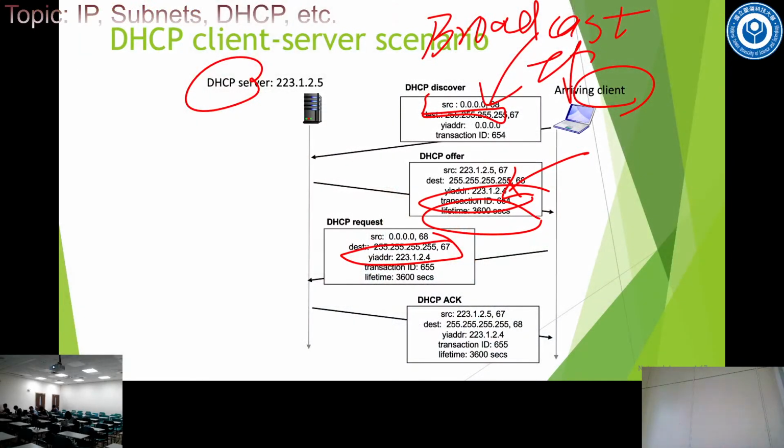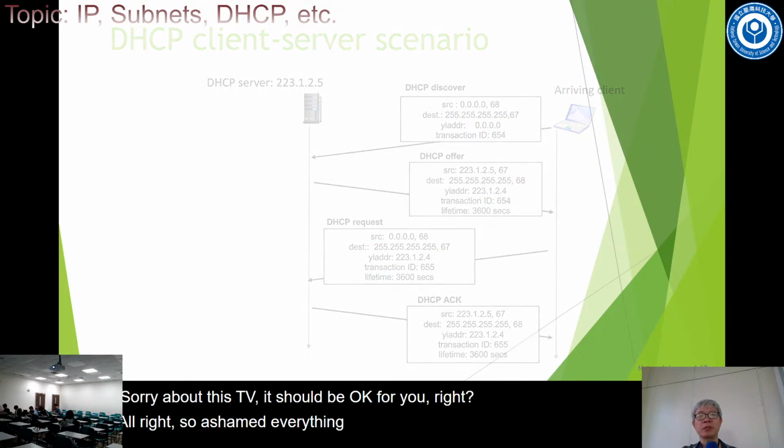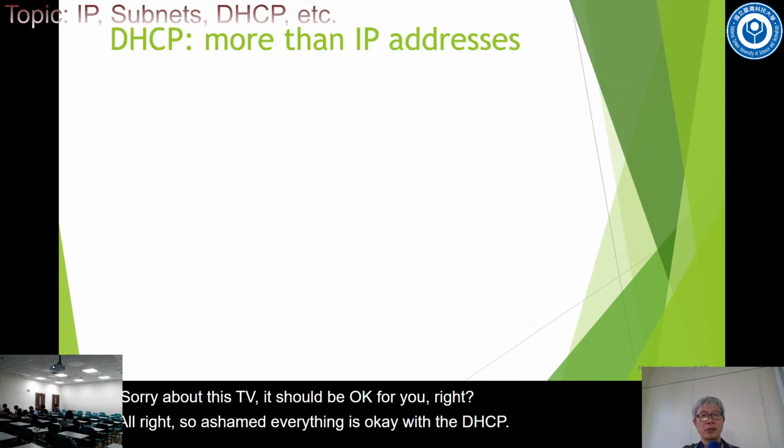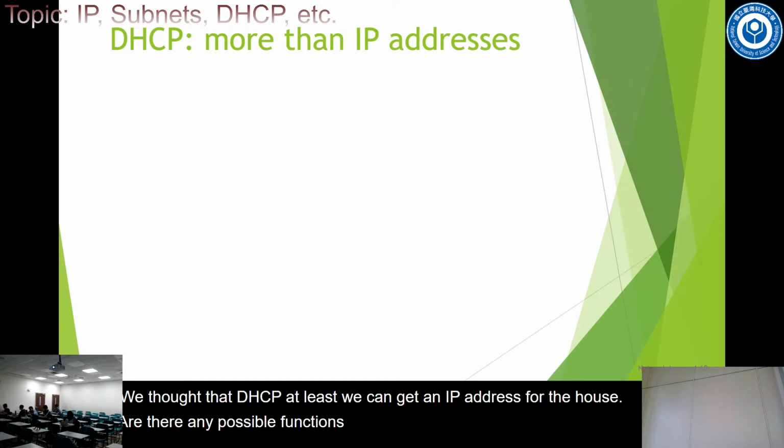So about DHCP, it should be okay for you, right? All right, so I assume everything's okay with DHCP. With DHCP, at least we can get an IP address for the host. Are there any other possible functions for DHCP? The answer is yes, more than an IP address.